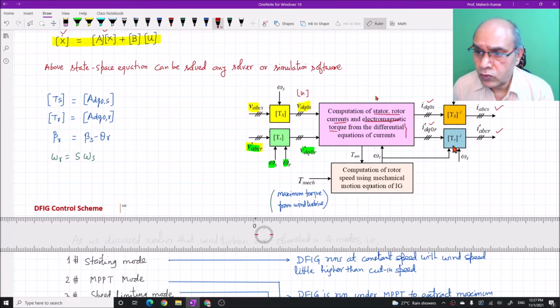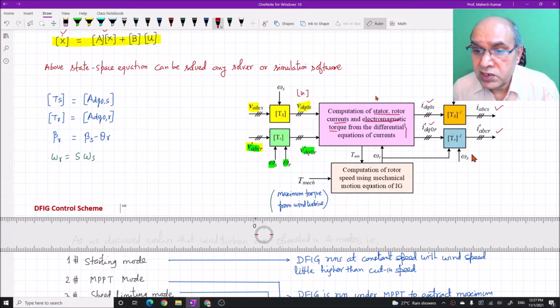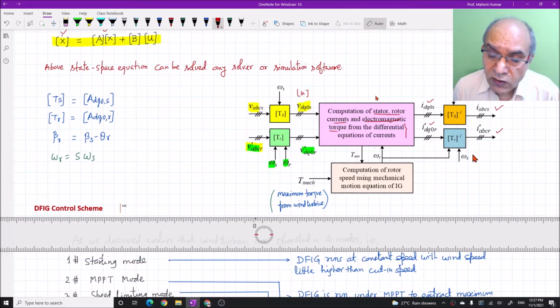I have not shown the closed loop system, but I have shown that for given stator voltages and the speed of the rotor, these are the currents for the rotor and the stator. But to have a complete control scheme, we need to form a closed loop system. So there should be controllers which will generate the reference quantities, and these reference quantities are used as the set parameters. The actual quantities need to follow these reference quantities of the DFIG system.